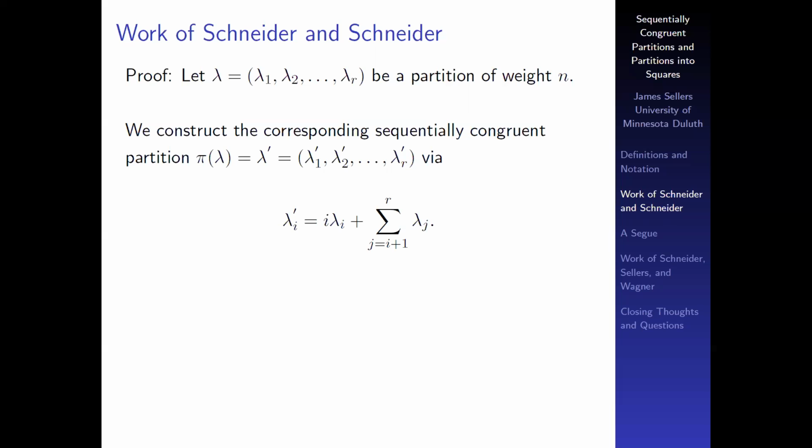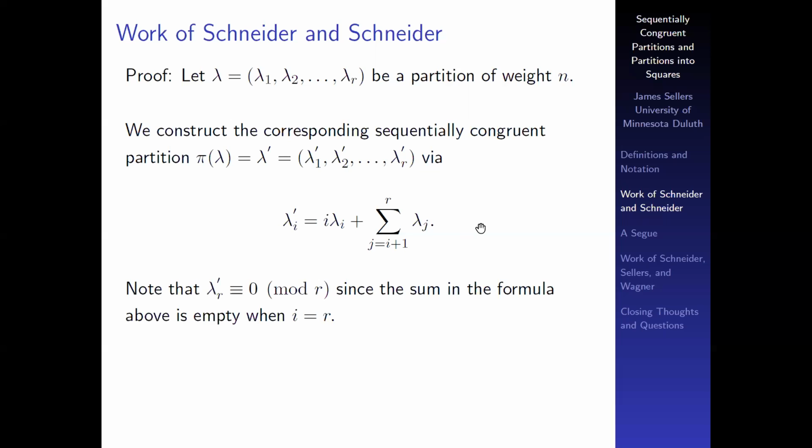Now we need to check a few things. We need to check all of those congruence properties, and this partition needs to live inside S sub LG equals n. So the largest part needs to be of size n. So let's go through that process. First, the last congruence in the sequentially congruent definition is that the last part, in this case lambda r prime, needs to be divisible by r.